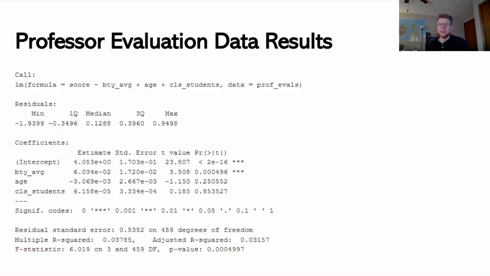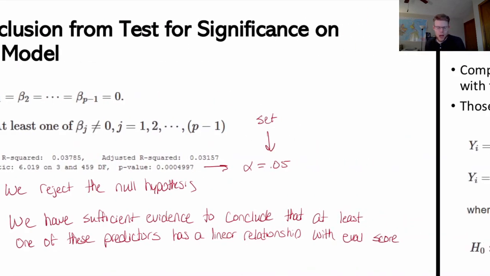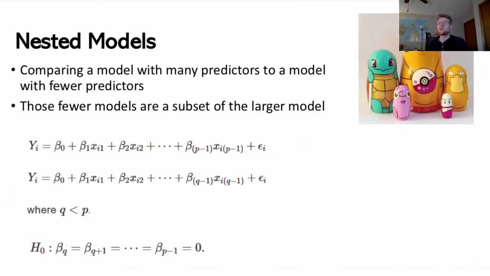So maybe we can do a test for significance between a model with one predictor, beauty, and a model with all three of those predictors, to see if there's a significant amount of variation being explained when we add those two predictors in. So that's what's going on here.